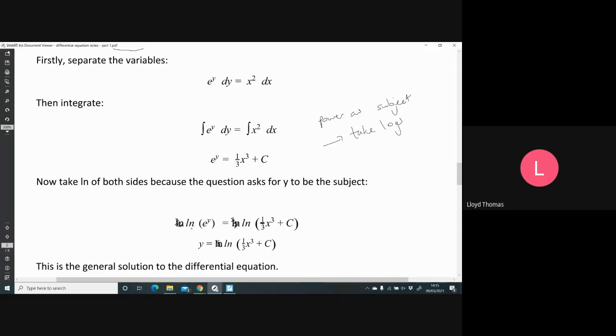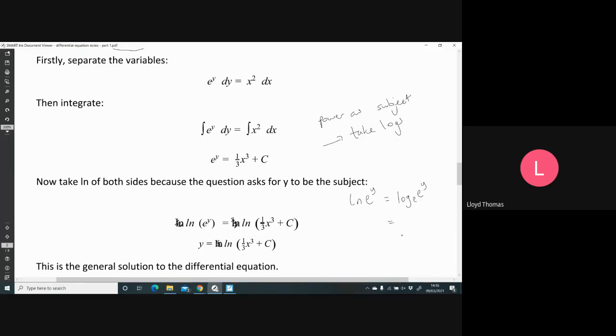Well, a little trick with this one. If you do ln of e to the power of anything, it cancels out. Let me just rewrite that in a different way. ln of e to the y is log to base e of e to the y. Now that could be rewritten without logs, in index form.